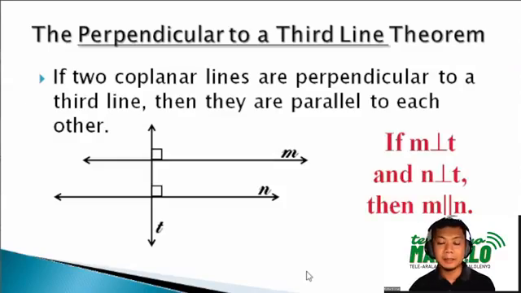If line M is perpendicular to line T, which is our first example, and line N is perpendicular to line T, therefore, M is parallel to N, or line M is parallel to line N. Okay, it's as easy as that. Line M is perpendicular to line T, and line N is perpendicular to the same transversal line T, creating 90 degrees on both angles at each intersection, then those lines are parallel, which in our example is line M and line N.